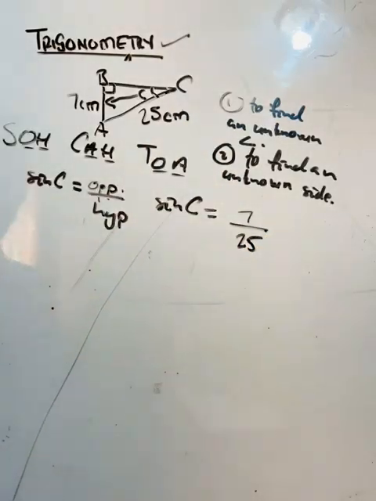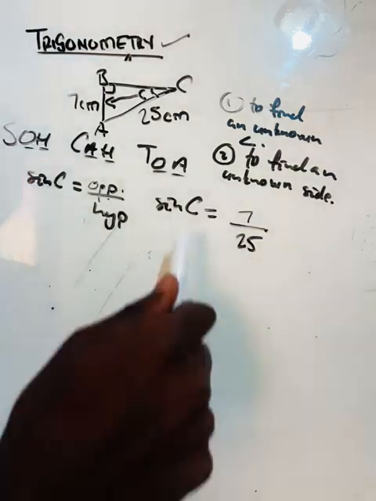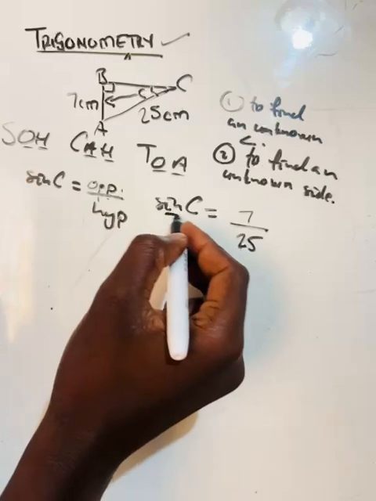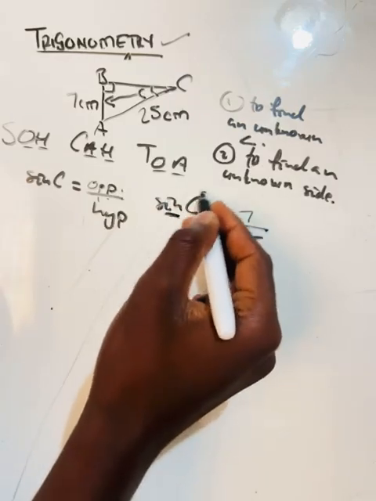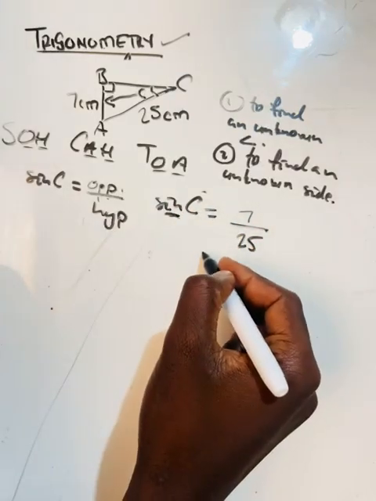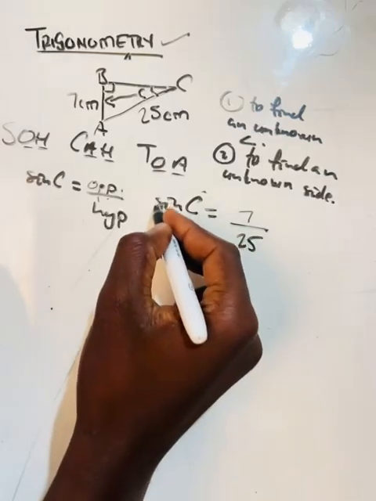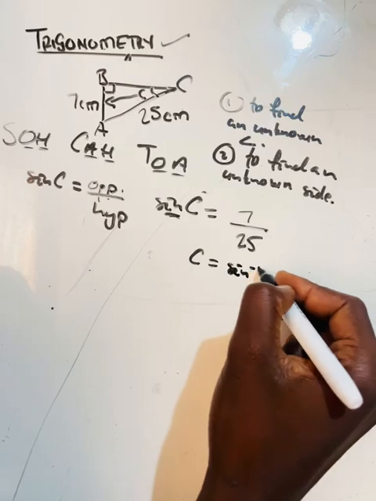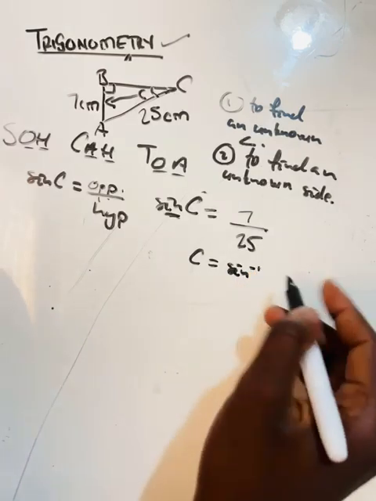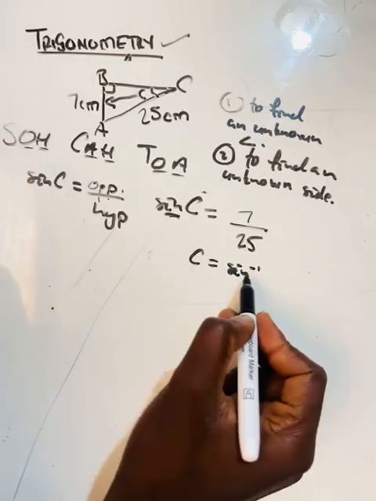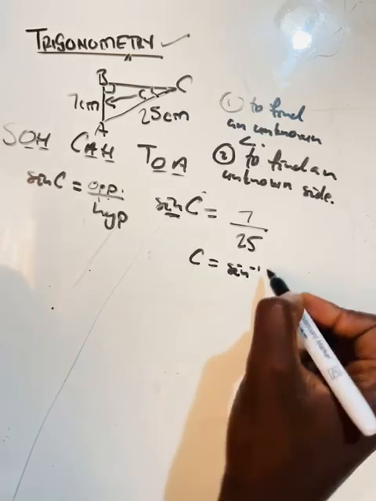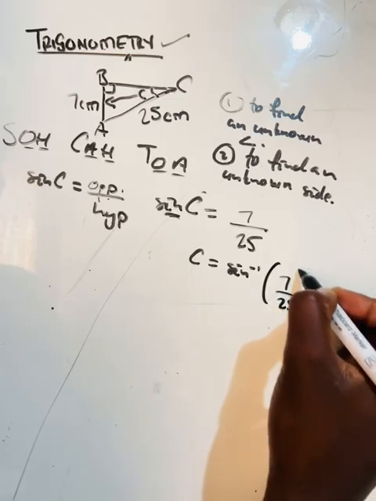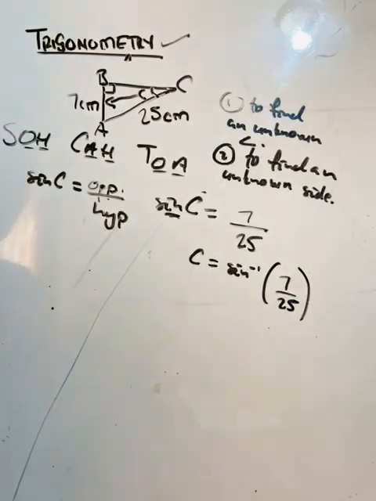Now, they have asked us to what? To find the angle C. So from there, what are we going to do? We are now going to transpose this sin, because remember, we're looking for the angle. So here now, we write that C is equal to, when you transpose sin, it becomes inverse sin. So when I have written it like this it means inverse sin. Now I write 7 over 25, but I put it inside the brackets.